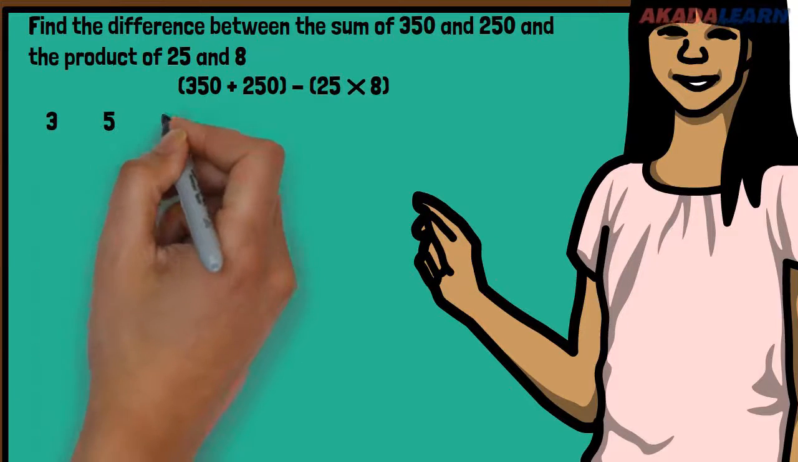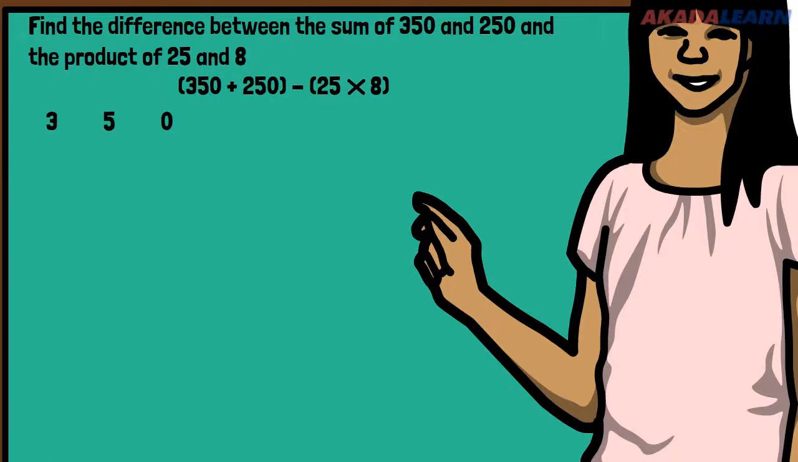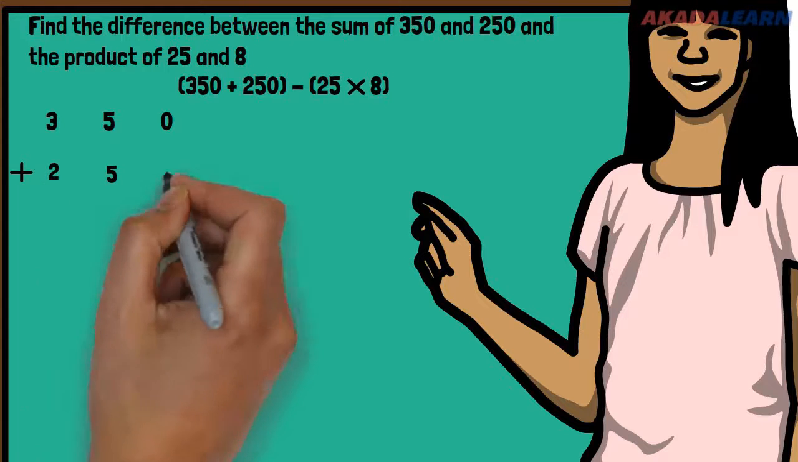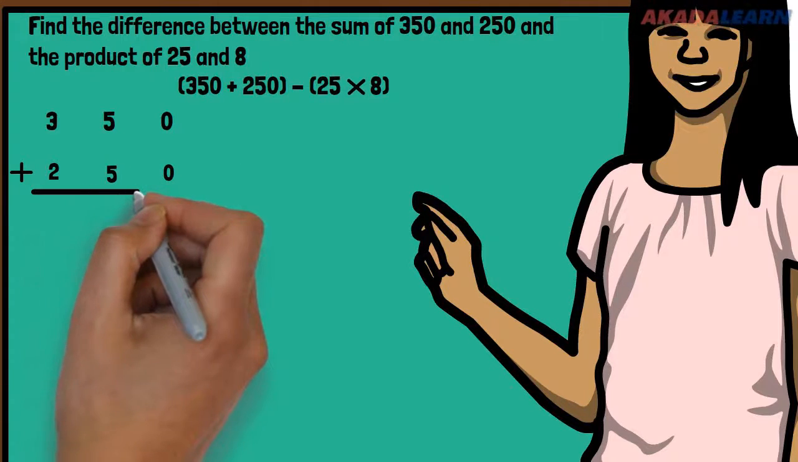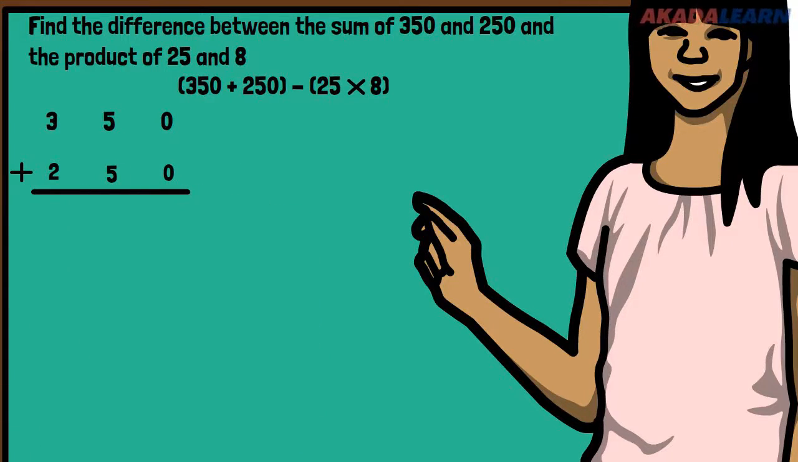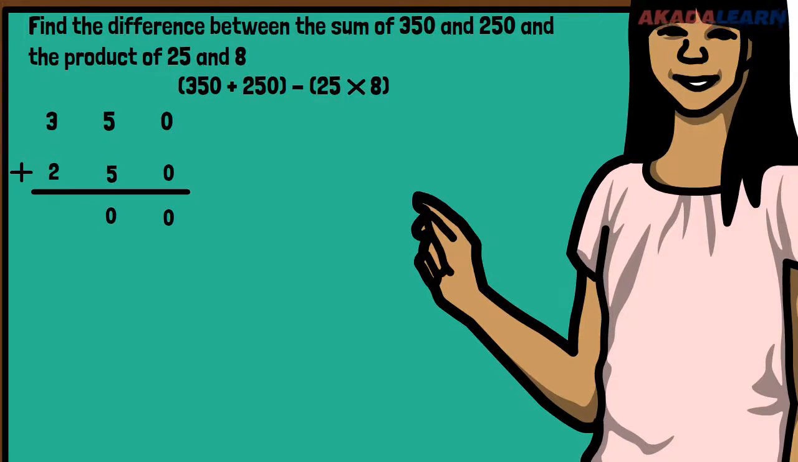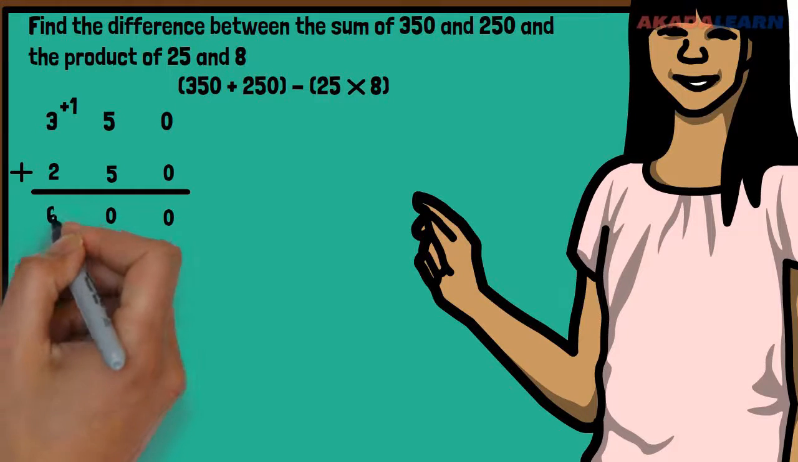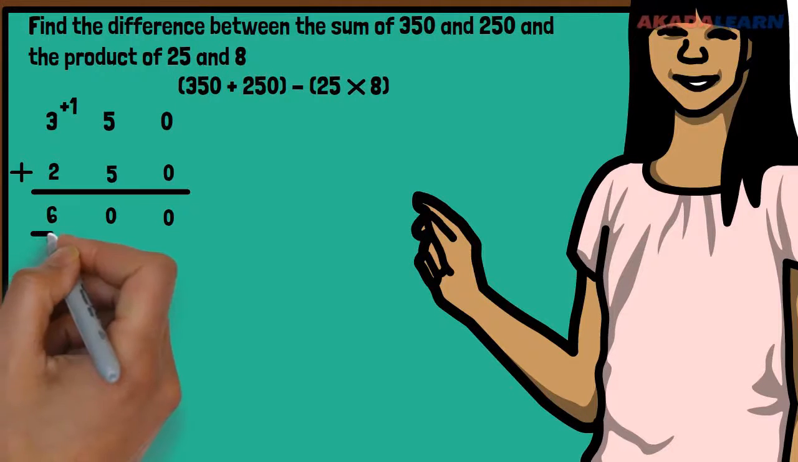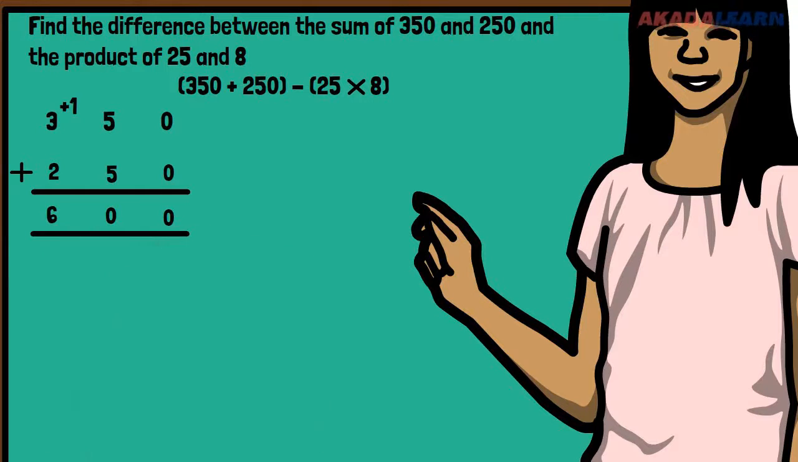Right, so let's first do the addition first. That's 350 plus 250. Draw lines and let's add. So 0 plus 0, that will be 0. 5 plus 5, that will be 10. 0 plus 1, that will be 3 plus 1, that's 4 plus 2, that's 6. So we've done the addition. So now let's get to the multiplication.